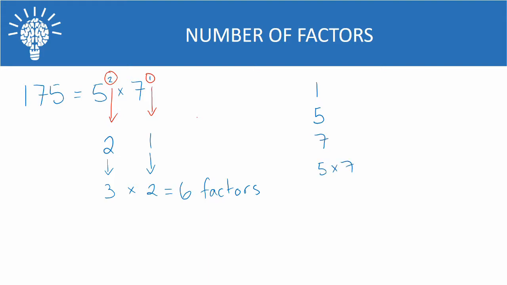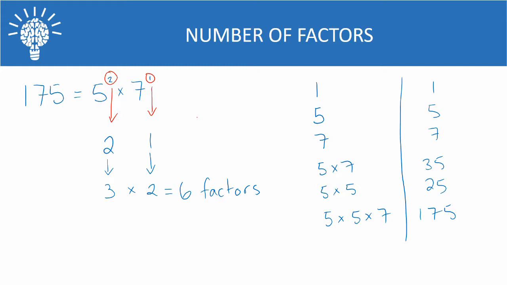So 5 times 7 is also a number that goes in. 5 times 5 divides in evenly as well. And so does 5 times 5 times 7, which is 175 itself. And so by taking these numbers and combining them in different ways, I get all the factors of 175. I could use the 5s from the prime factorization twice. I could use them once or not at all. The 7 I can either use or not use. And that's how I get all 6 of these factors.